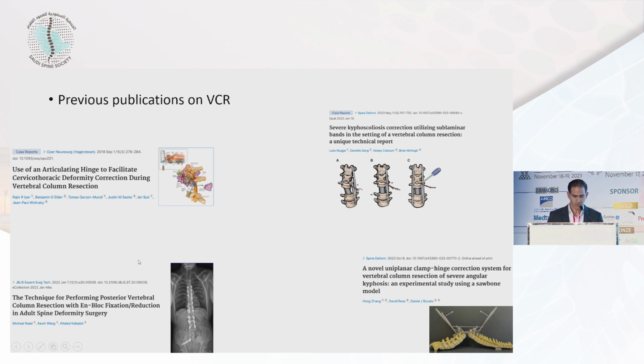The one that mentioned the dominoes was the one by Dr. Kibesh, actually, that I found here, published in JBJS, mentioning the technique he told us about just before, the M-block fixation and reduction, which actually is, for me, the most interesting because it's similar to what I do. And this very recent paper from October by Sucado about a uniplanar clamp hinge system for the correction of VCR, but still it's on a sawbone model.